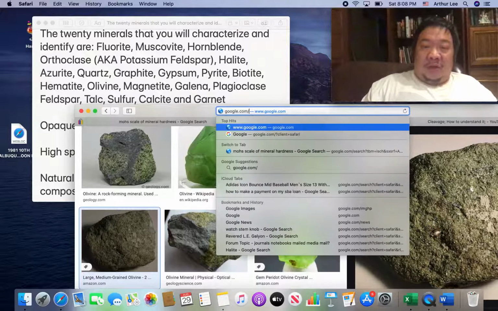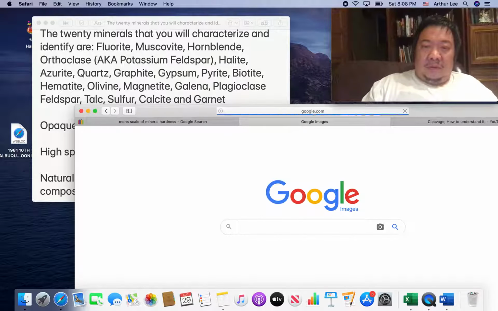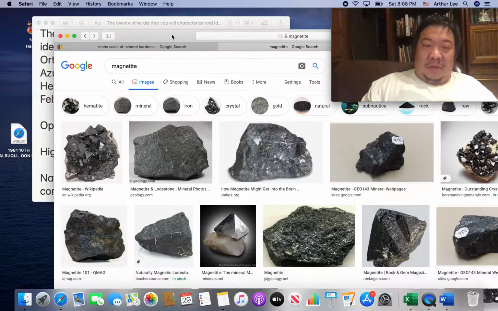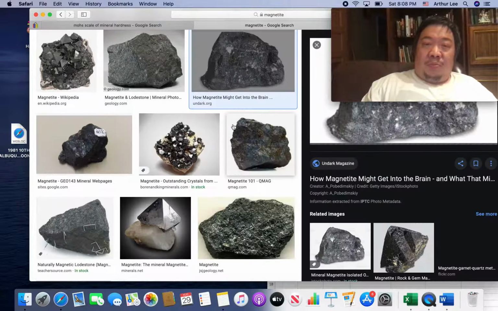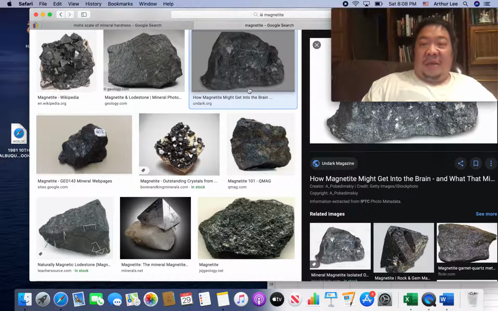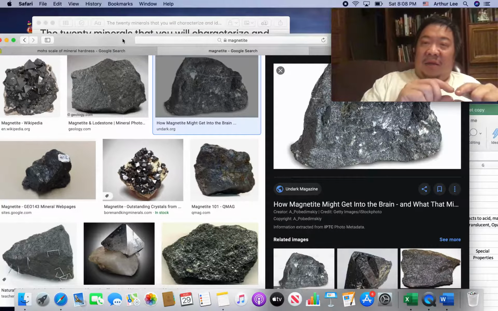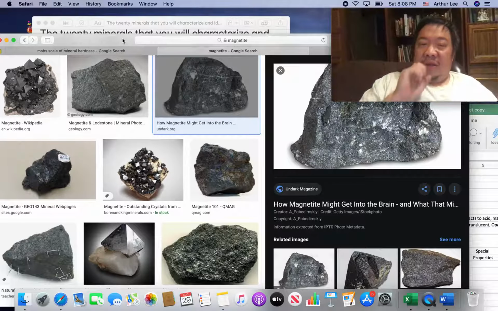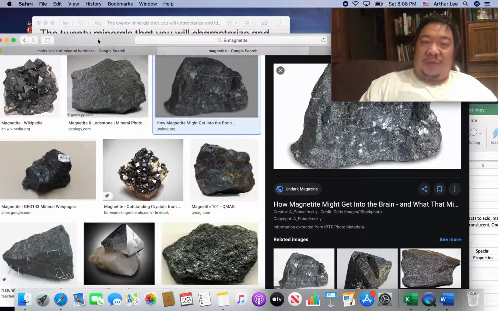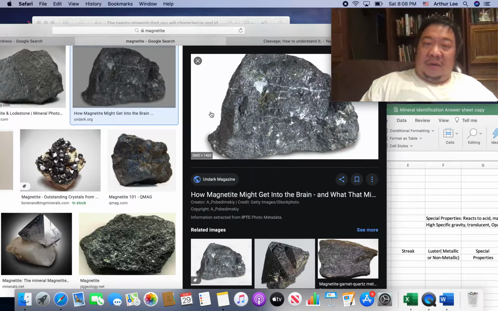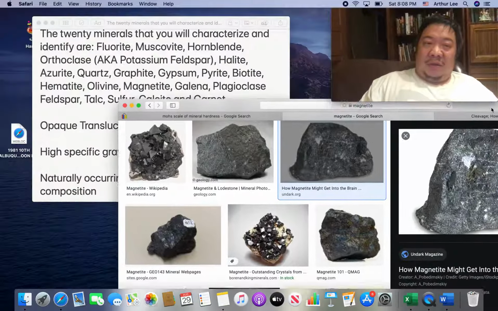Next mineral is called magnetite. Magnetite is black to dark gray in color. But the thing that stands out about magnetite is if you put a magnet on the mineral, it will stick to it. It's made of iron. It's heavy for its size, so it has a high specific gravity. It is opaque. Light will not pass through it. Magnetite.